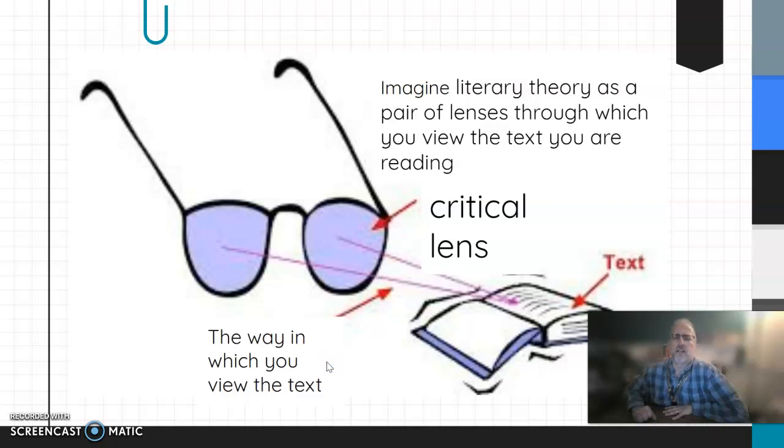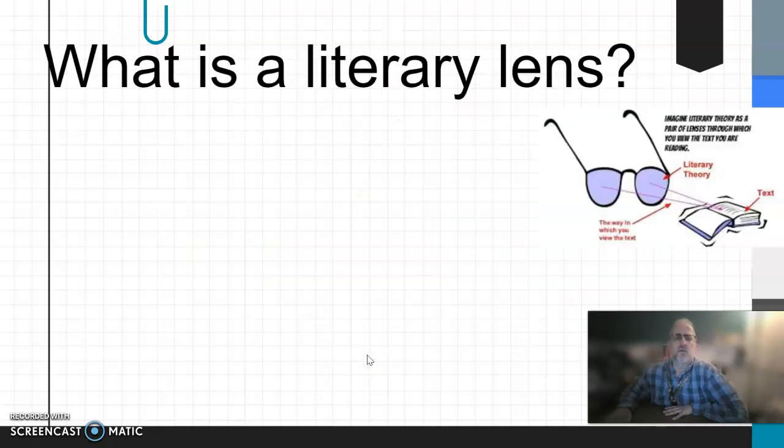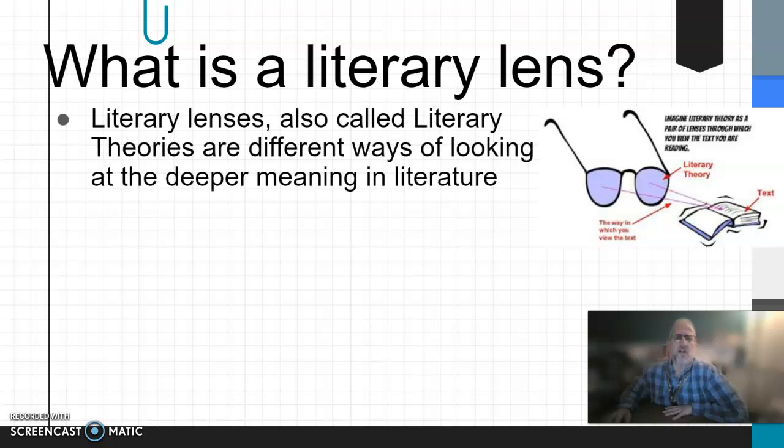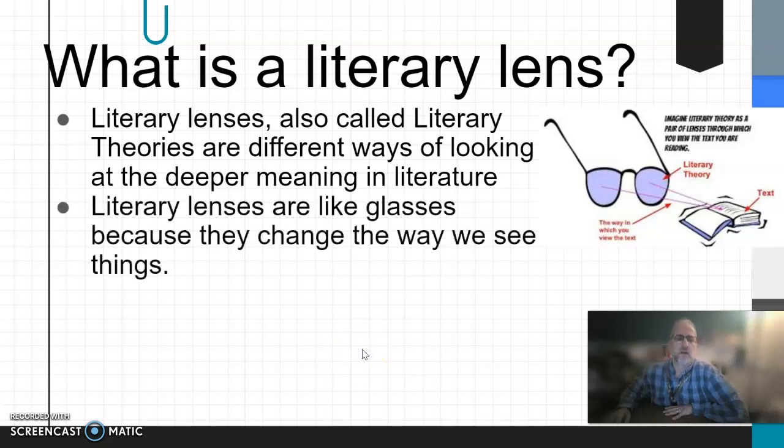Imagine literary theory as a pair of lenses through which you view the text you are reading. Here we have the critical lens, here we have our text, and it's how we view the text through that lens. So what is a literary lens? Literary lenses, also called literary theories, are different ways of looking at the deeper meaning in literature. Literary lenses are like glasses because they change the way that we see things.